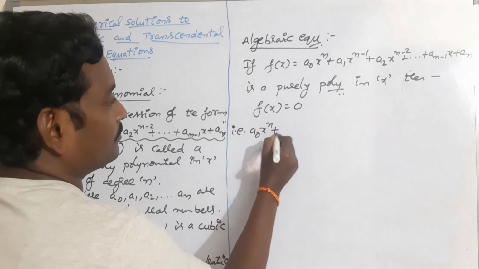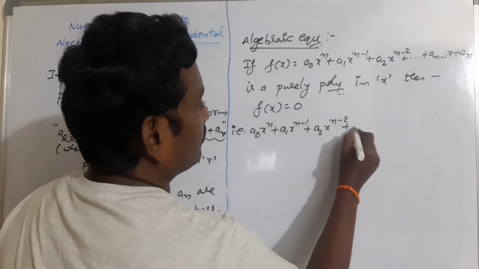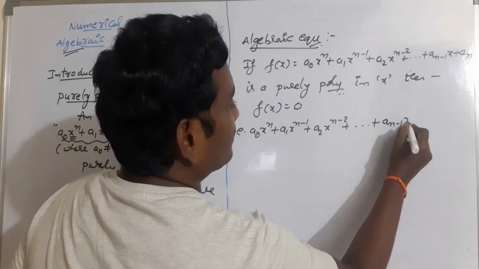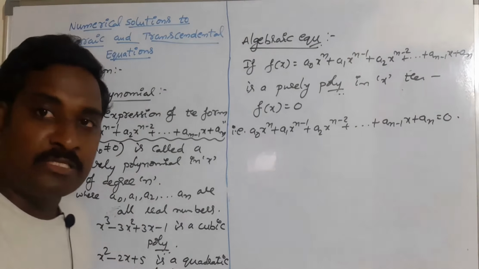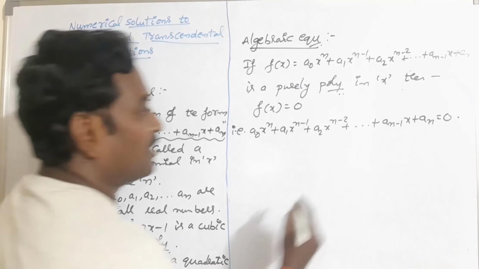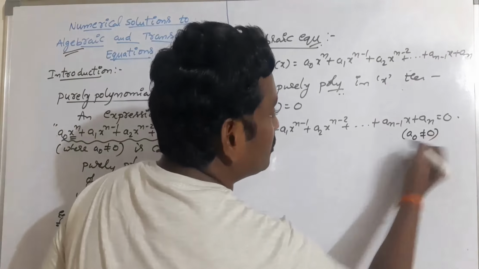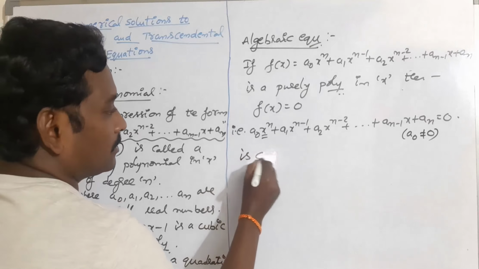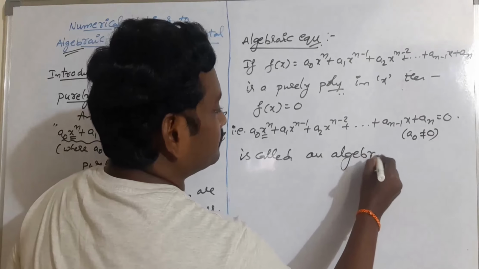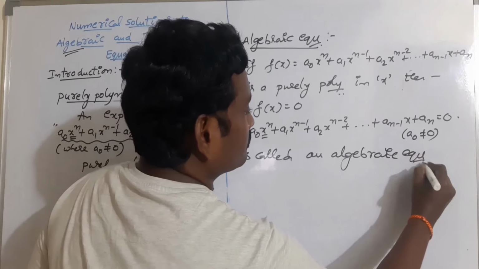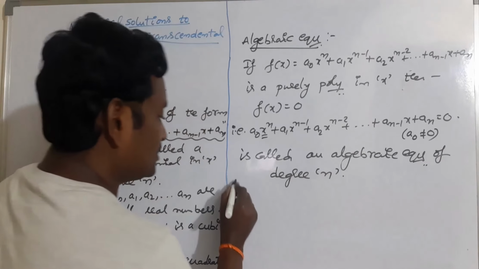that is, a0 x^n + a1 x^(n-1) + a2 x^(n-2) + and so on, last but one term is a(n-1) x + an is equal to 0. This is called an algebraic equation of degree n, and we should observe that the coefficient of the highest degree term a0 is not equal to 0. So see the examples.